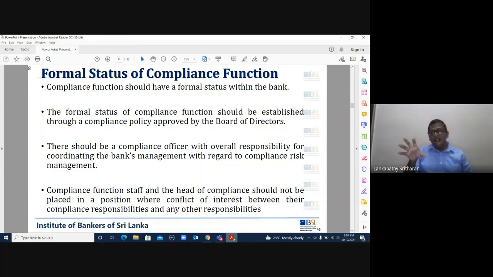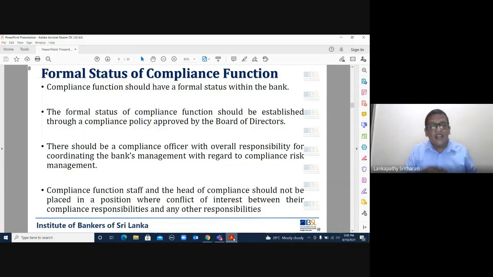But the business environment may change, or the business model of the bank may change. When the business model of the bank changes, the compliance policies and procedures have to be changed accordingly. So it is the responsibility of the top management to review the compliance policy from time to time, and revise it and make it appropriate to that environment. So the first one is that the formal status will be created through the approved policy.